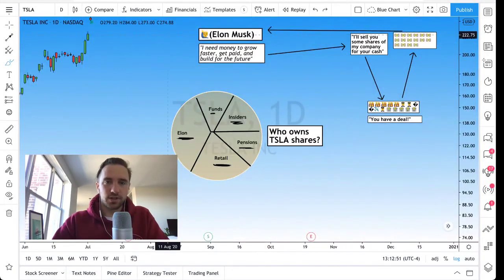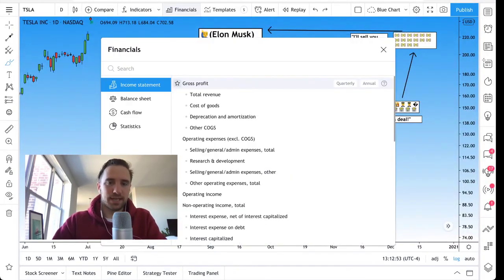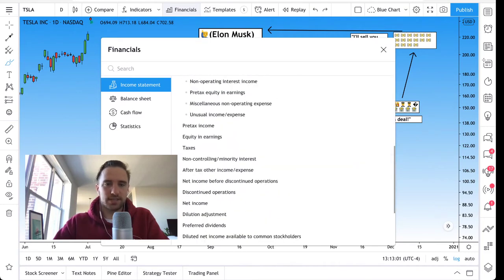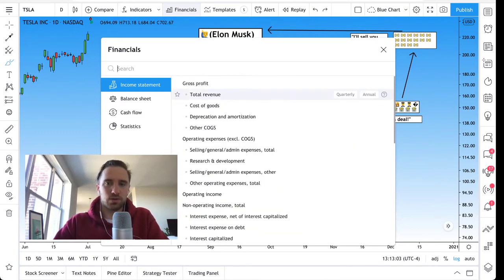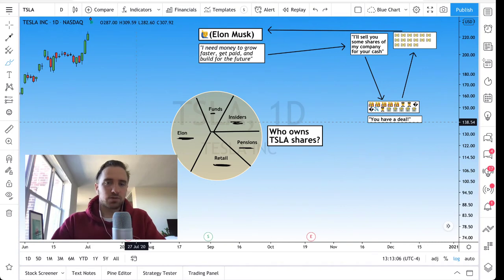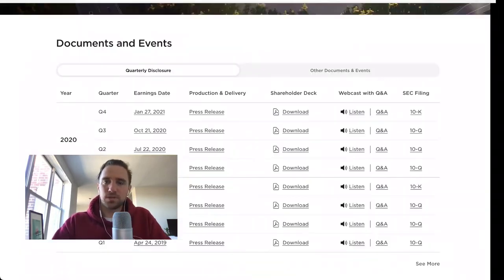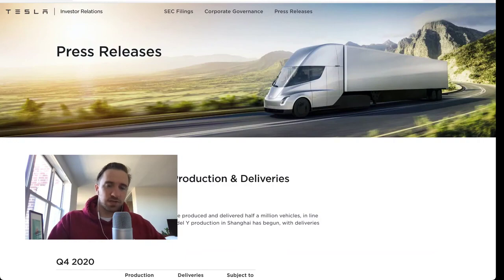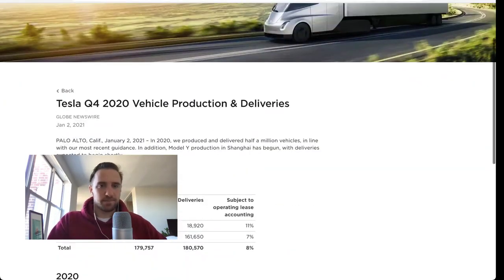And as we showed you earlier, you can chart plenty of that as well, or just research it by looking up their revenue, cost of goods sold, research and development. It's all right here and available to you. It's a matter of you doing the research. So on the investor relations page, we can look at their shareholder deck or their PR releases or production and delivery in this case. And this is the research it requires to make good decisions.